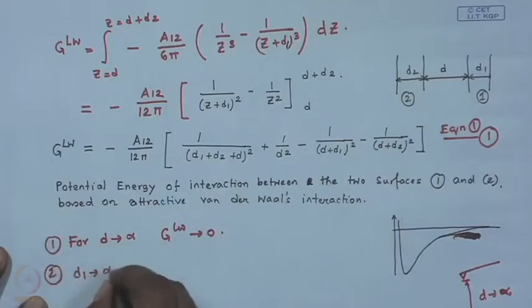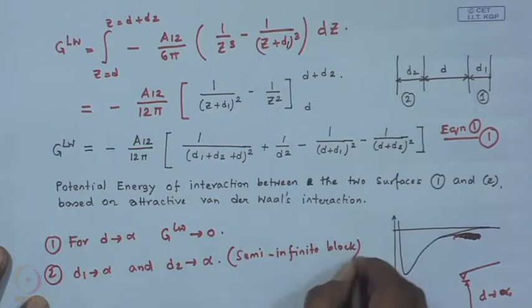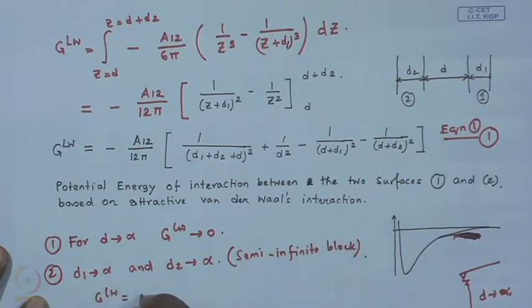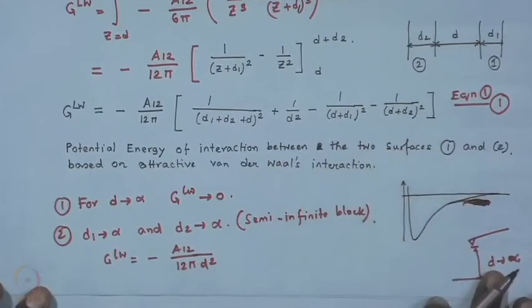The second thing that you may want to find out is the interaction between two semi-infinite blocks, let us say. What would be the condition for semi-infinite blocks? The condition would be d1 tending to infinity and d2 tending to infinity. In that case you can see that GLW is minus A12 divided by 12 pi d square, because d1 and d2 either of them are present in all the other three terms in the denominator. So, for d1 tending to infinity and d2 tending to infinity, all these terms tend to 0, and therefore, this is the potential energy of interaction.